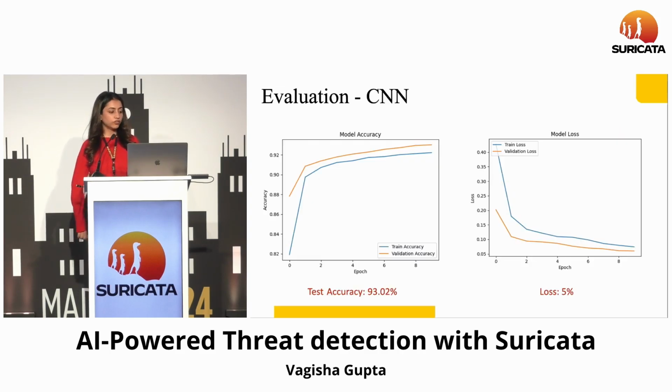Here are the results from convolutional neural networks. The test accuracy that was achieved for this was 93%, and the loss was a bit higher in this scenario, which was around 5%. Maybe if I had time, I could have played along with certain features and hyperparameters and see if I could reduce the loss here. But yeah, this was what I could demonstrate here.